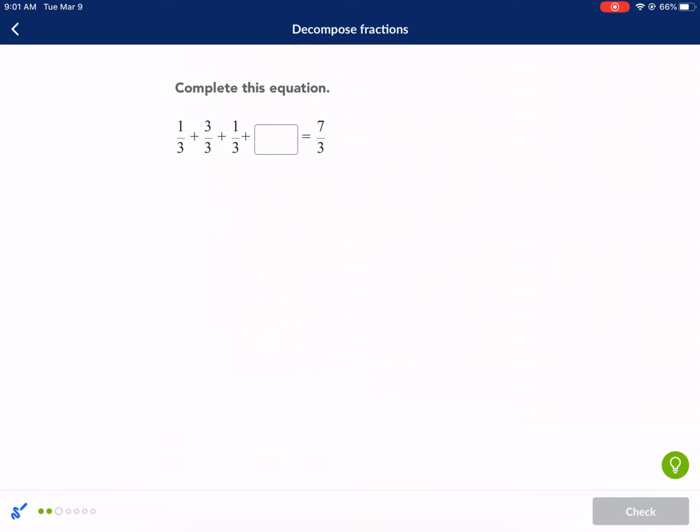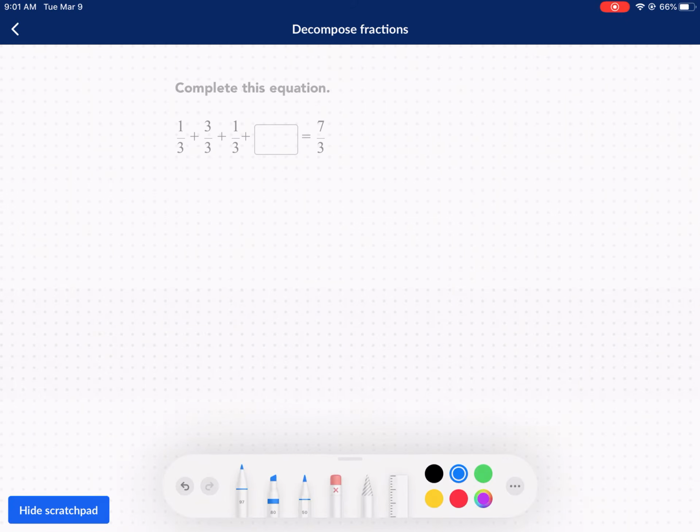Next question. All right, complete this equation. So essentially we can go backwards. Because all of these have 3 in the denominator, we could essentially just ignore it and just consider the numerator. Because we're going to have 3 in the denominator there, and then we're going to have some number in the top, x. So we know that 1 plus 3 plus 1 plus x is going to equal 7, and then you can solve for x.